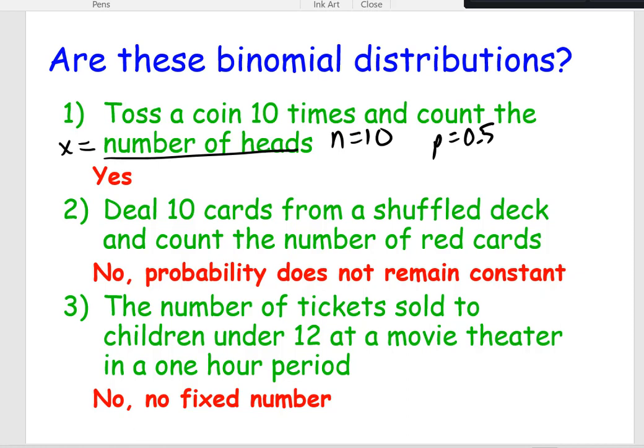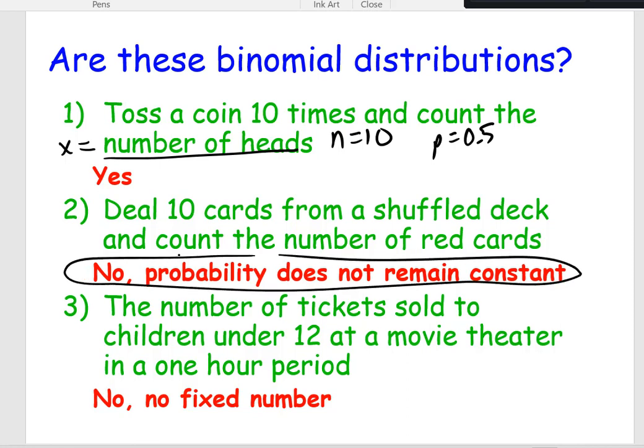Deal 10 cards from a shuffled deck and count the number of red cards. This does not quite meet it because if we deal out the 10 cards, we're not putting them back. If we drew a card, recorded whether it was red or not, then put it back, that would be binomial. But here we're just taking out 10 cards at once. That's not binomial because if the first card's red, that changes the probability that the second card could be red. So it's not quite binomial. The probability does not remain exactly constant from one trial to the next.